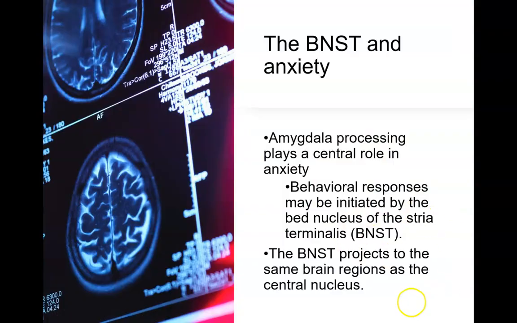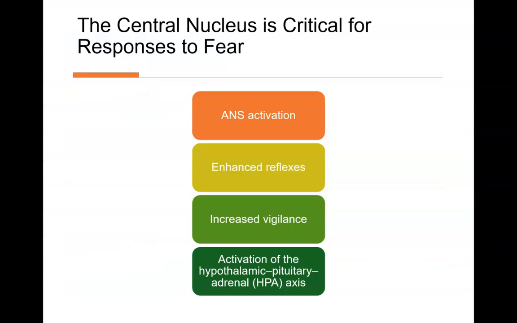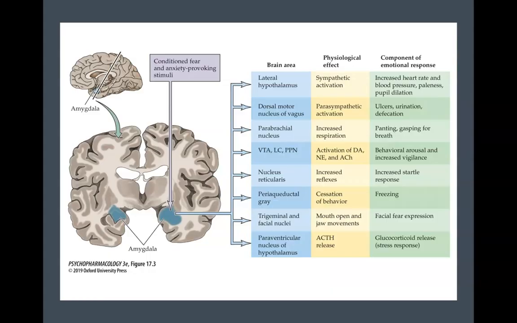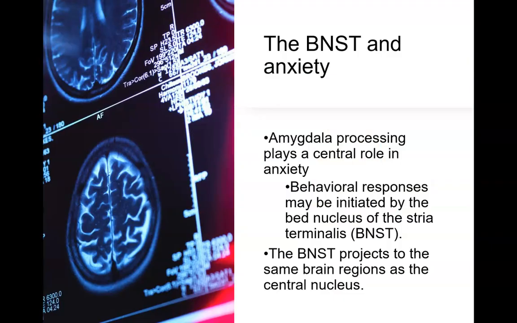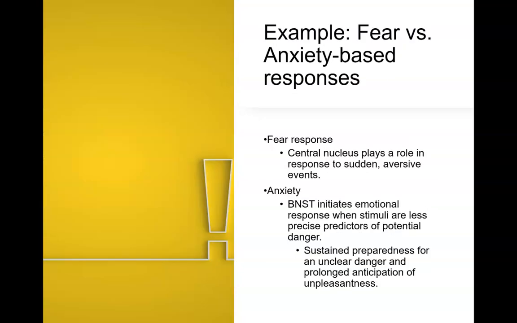So I want to talk about the bed nucleus of the stria terminalis. So the amygdala, we talked about the central nucleus for fear, but it's the bed nucleus of the stria terminalis that is more important for anxiety. And it's been suggested that the behavioral responses are actually initiated by the BNST, which actually projects to the same brain regions as the central nucleus of the amygdala.